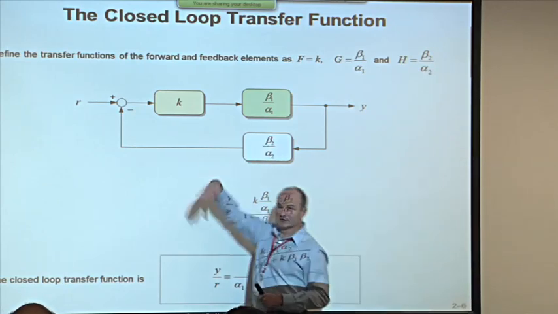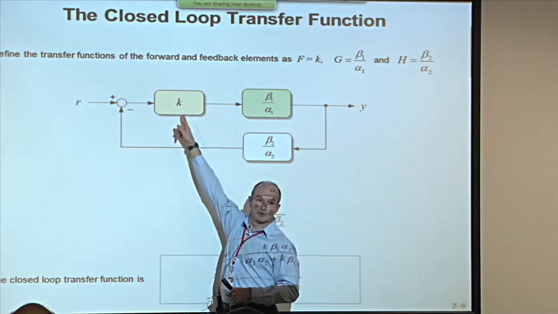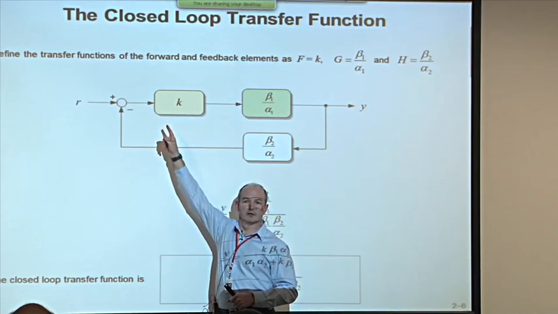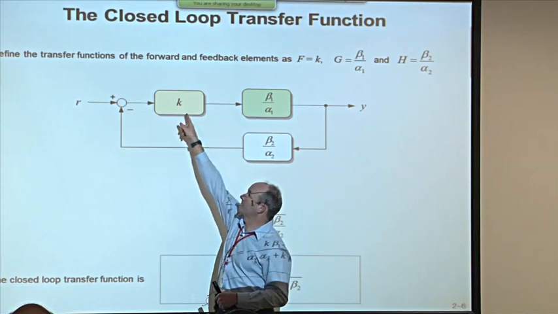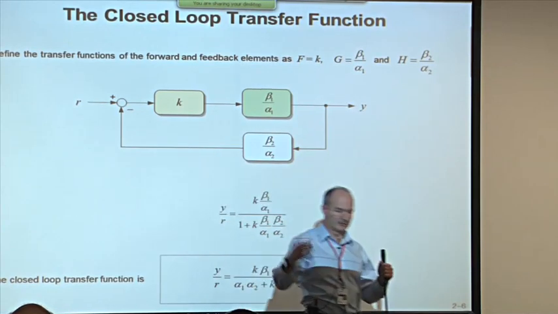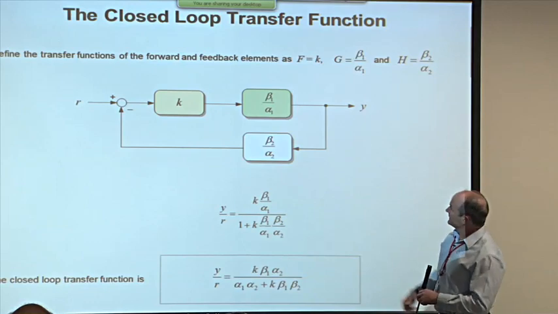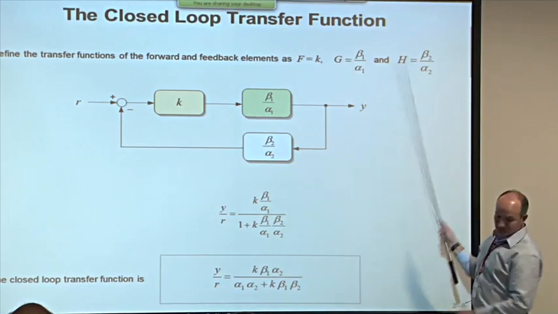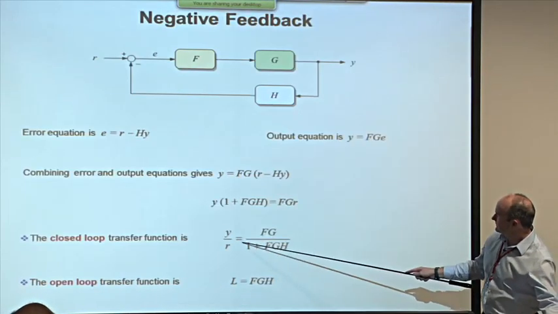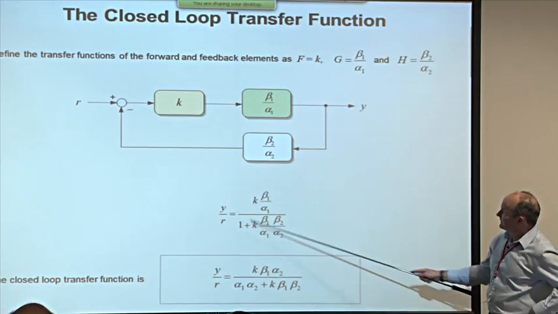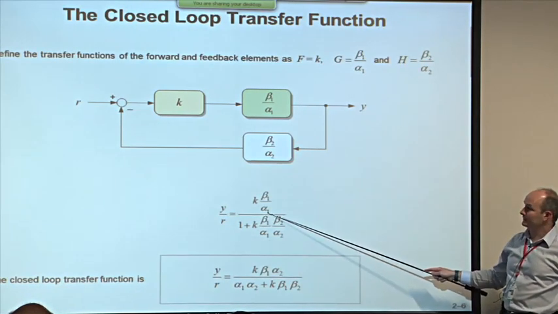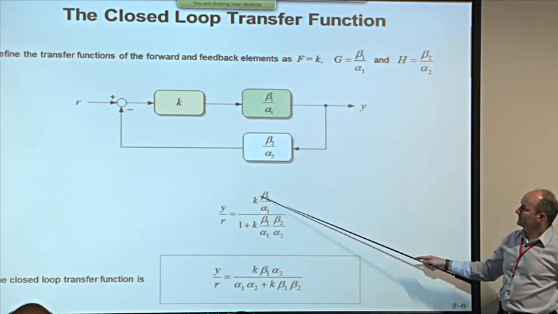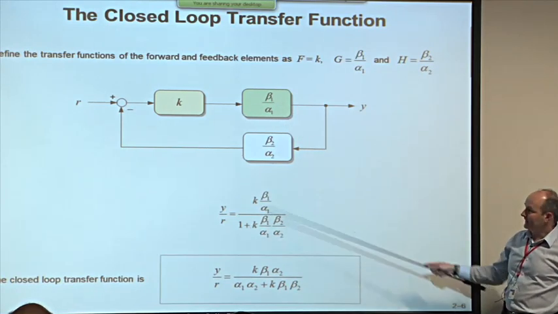And I'm going to assume, just to keep things simple, that the controller is just a simple amplifier. It's got a gain but no other effect, and that gain is K. K is some arbitrary gain. So we'll drop these three terms directly into this transfer function here, and what we find is that the closed loop transfer function is K times beta 1 over alpha 1, that's F times G, divided by 1 plus FGH.